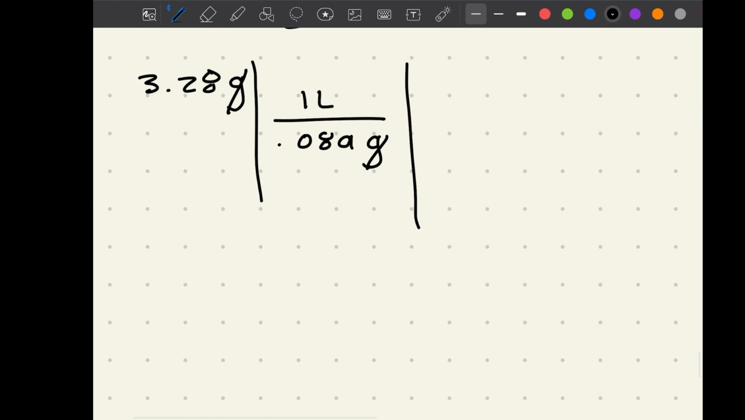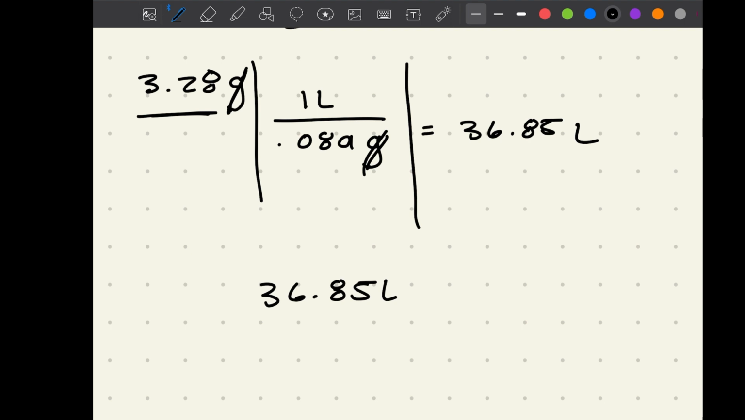So grams and grams will cancel out, and we will know how many liters of the hydrogen it will take to be able to extract 3.28 grams of hydrogen. So grams and grams cancel out, and then liters will be all that's left. So 3.28 divided by 0.089 will give us 36.85 liters of hydrogen.